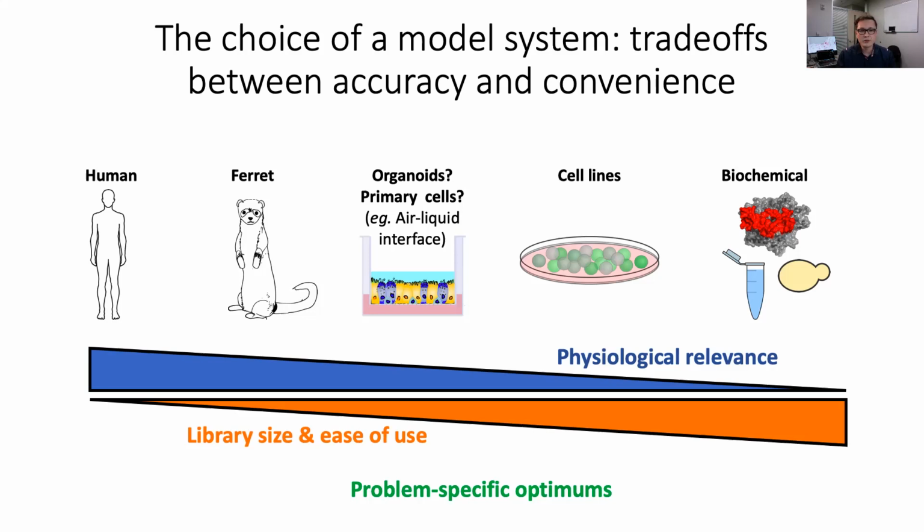The actual optimal system is likely to be very problem and experiment specific, where the Goldilocks solution is balancing physiological relevance, ease and robustness of use, but also what systems you're most familiar with, since everything will go a lot easier and you'll be able to avoid pitfalls. In my case, I've often sought problems that seem to be best studied with human transformed cell lines like HEK293Ts.